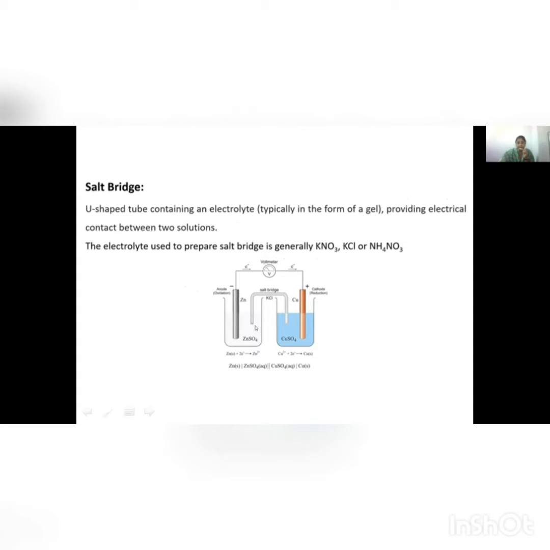Here, this is one half cell and this is the other half cell.